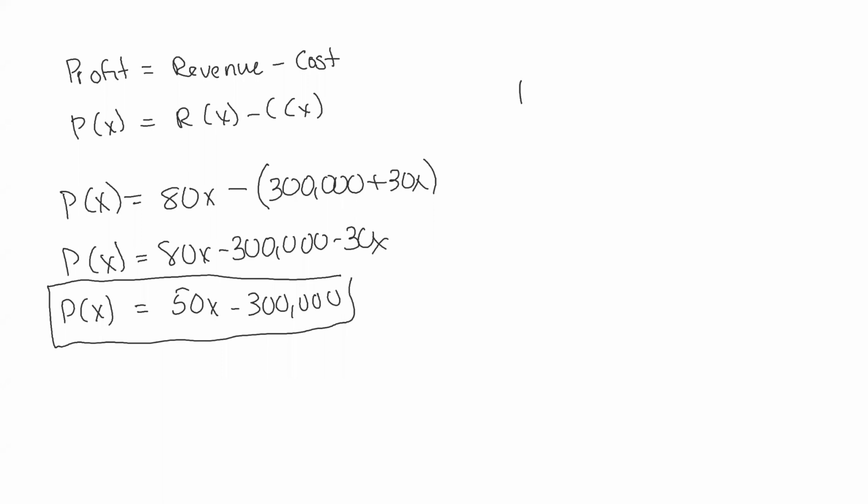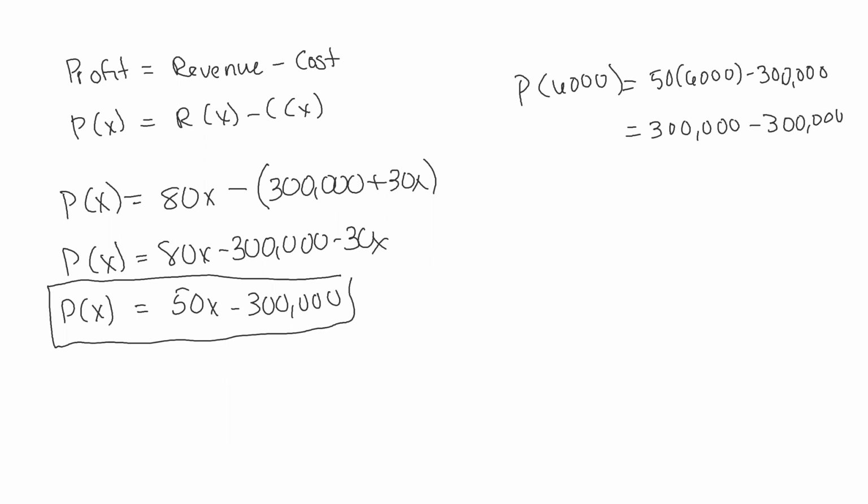So let's look at P of 6,000. Remember, 6,000 was the break-even point. So we want to know what our profit is if we sell exactly 6,000 pairs of shoes. Well, I would get 50 times 6,000 minus 300,000. Well, 50 times 6,000 is 300,000. So you can see the revenue is equal to the cost and profit is 0. So just for fun, let's look at a number less than 6,000 and a number greater than 6,000.